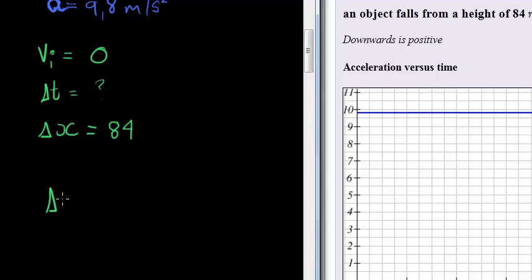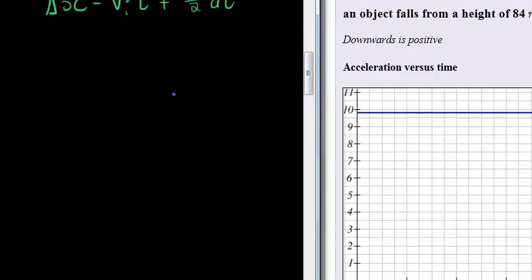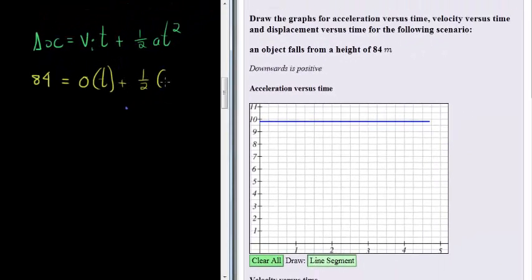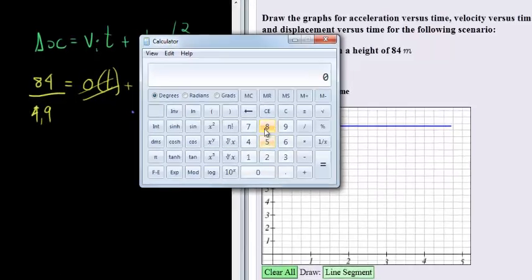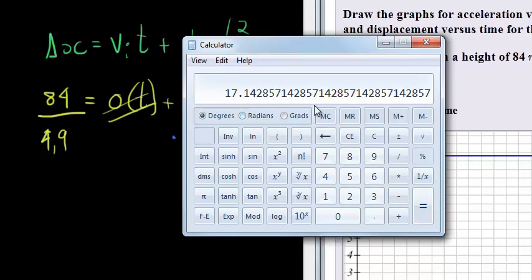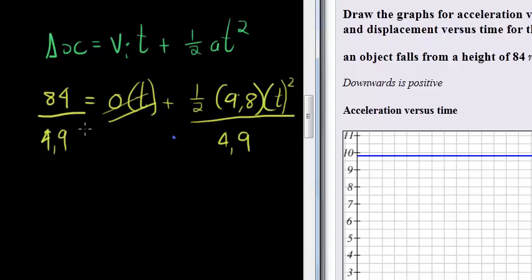Well, we can use displacement equals initial velocity times time plus a half times acceleration times time squared. Hopefully you know that one will work perfectly, and all we do is substitute in here. So we have 84 equals 0 times time, which is what we want to calculate, plus a half times 9.8 times time squared. Here we see the first term will simply be 0, so we have 84 on this side, and both sides need to be divided by a half times 9.8, that means 4.9. So dividing both sides by 4.9, we get 84 divided by 4.9 equals 17.1. So t squared, remember it's still squared, is equal to 17.